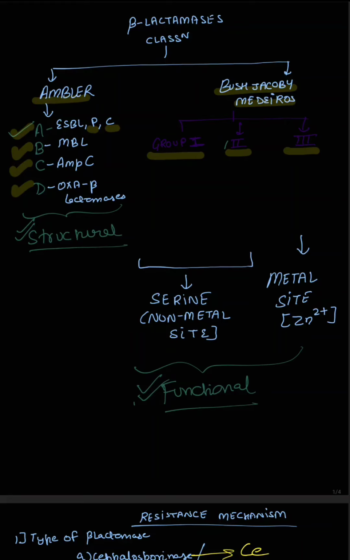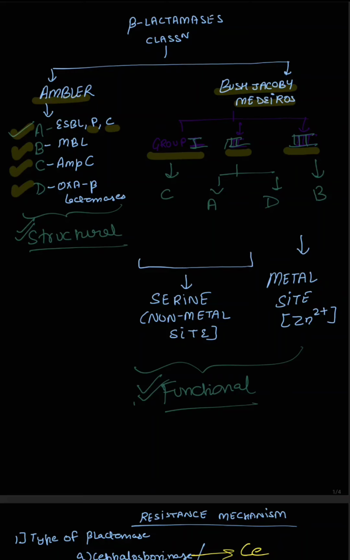We need not go into detail about what these terms actually mean. Eventually, in further series, we will be learning about them. Today I am just trying to combine both the classification systems. So what we are seeing here, in case of Bush-Jacoby classification, we have three groups: 1, 2 and 3. Group 1 is nothing but C of the Ambler classification. Group 2 is nothing but A and D of the Ambler classification, and group 3 is what is left, which is group B, that is the metallo-beta lactamases.